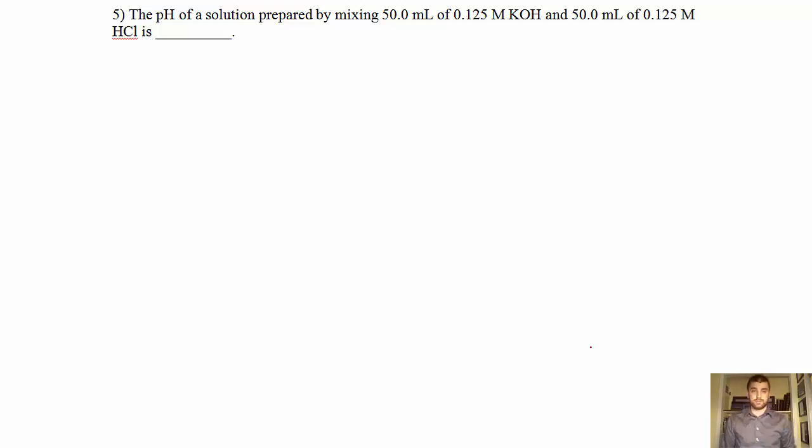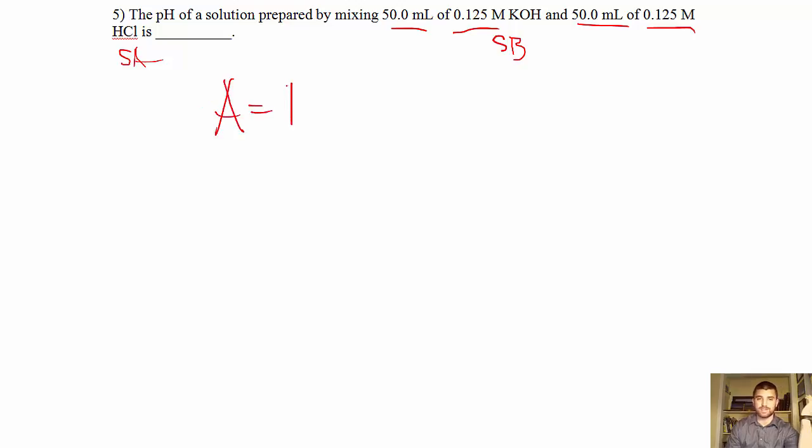5. The pH of a solution prepared by mixing 50 milliliters of 0.125 molar KOH and 50 milliliters of 0.125 molar HCl. Oh my god, I just heard the same numbers right next to each other. So let's take a look at this. I've got a strong base, I've got a strong acid, I've got 50 milliliters, 0.125 molar, 0.125 molar. So I've got the same amount of acid as base. All right, well, when does that happen? Just like in that earlier problem, we get a pH of 7. Piece of cake.